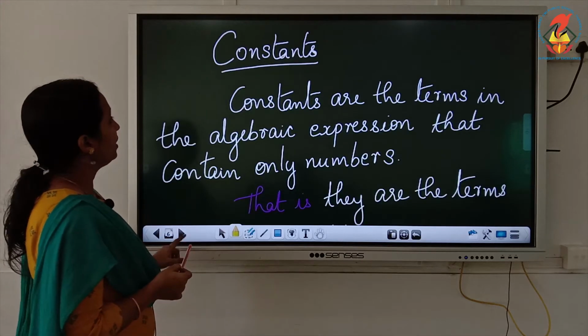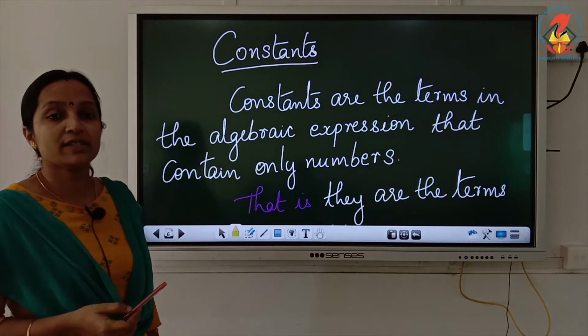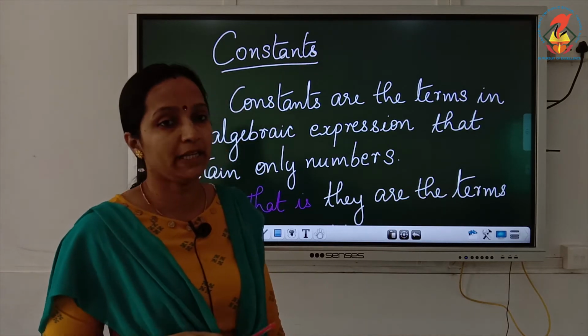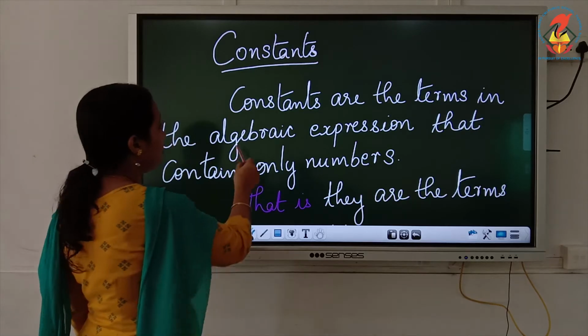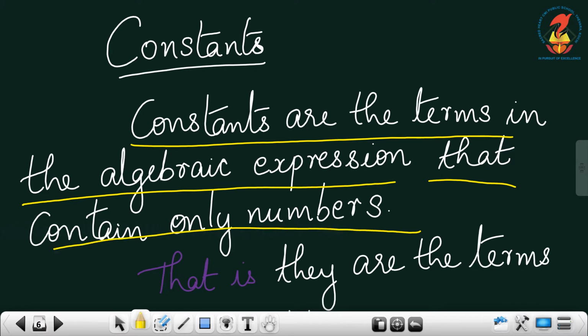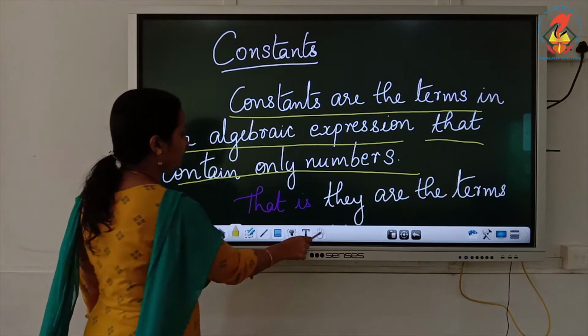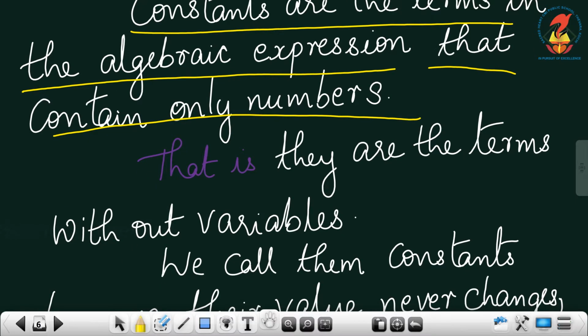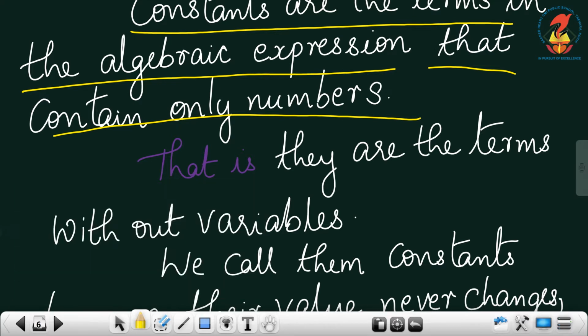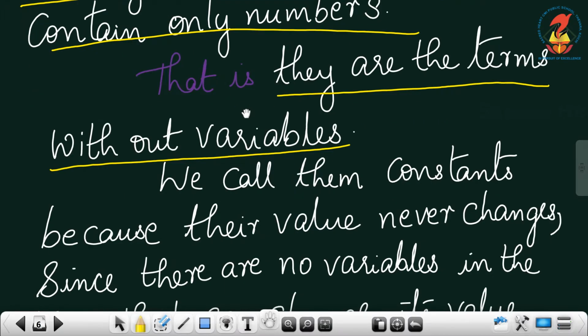Okay. Now, what about constants? Constants mean it has a fixed value, that means its value remains the same. So, children, constants are the terms in algebraic expressions that contain only numbers. That's very important. If there is a variable, constants are the terms without the variable. That statement is more important. Constants are the terms without variables. Why are we calling it constants?